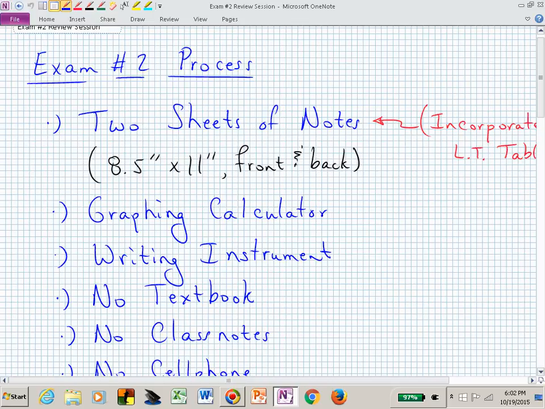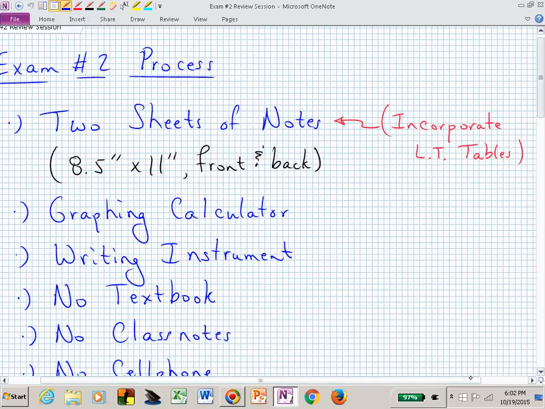The process for exam number 2, just to be clear, you do get one more sheet of notes, and that can be front and back. But if you want to include Laplace transform pairs, you need to create those or put those on. You can copy them, you can paste them, you can do whatever you want to get those, but I'm not furnishing you with any tables. You use the table that you're comfortable with and put it on your 2 sheets of notes.